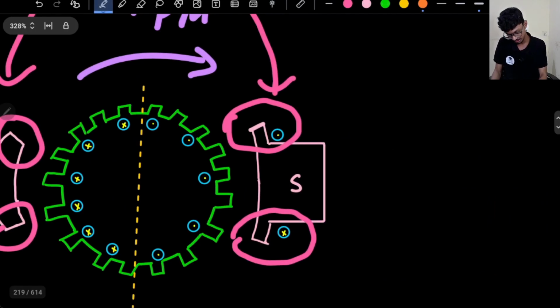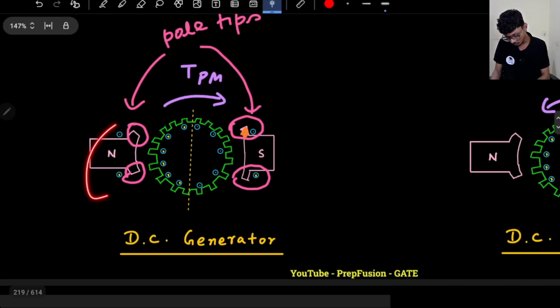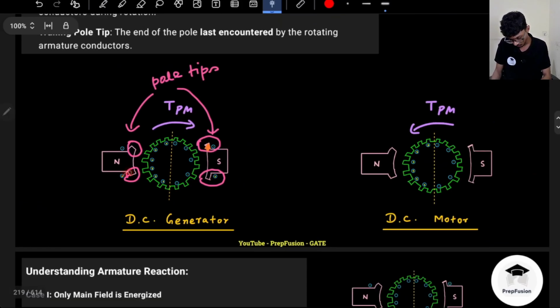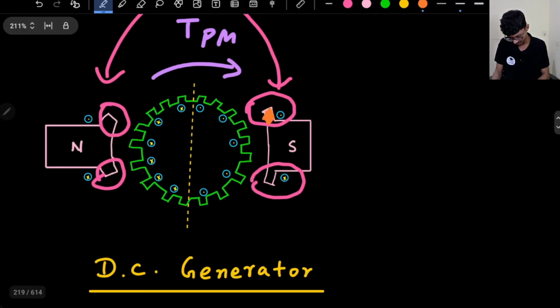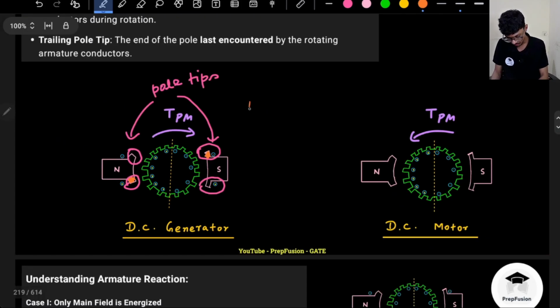So I will draw this to signify that my orange is the leading pole tip. For the north pole, which one will be the leading pole tip? This one, right? If I rotate in this direction, no matter what, I will always encounter this pole tip first. So this will be my leading pole tip. So the orange one is always the leading pole tip.